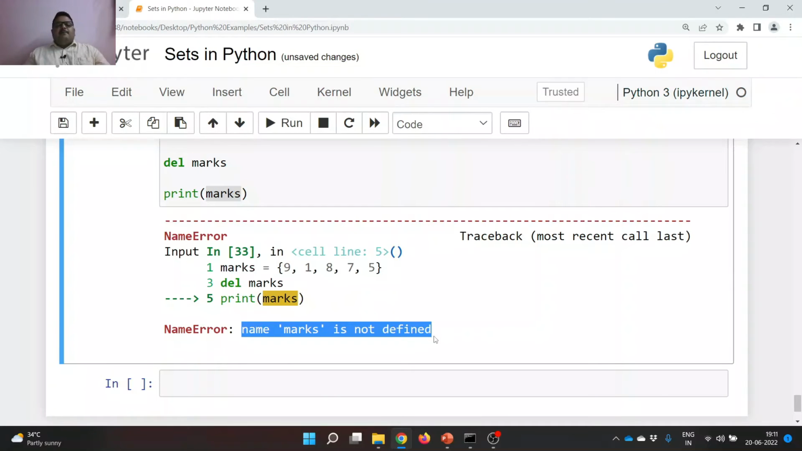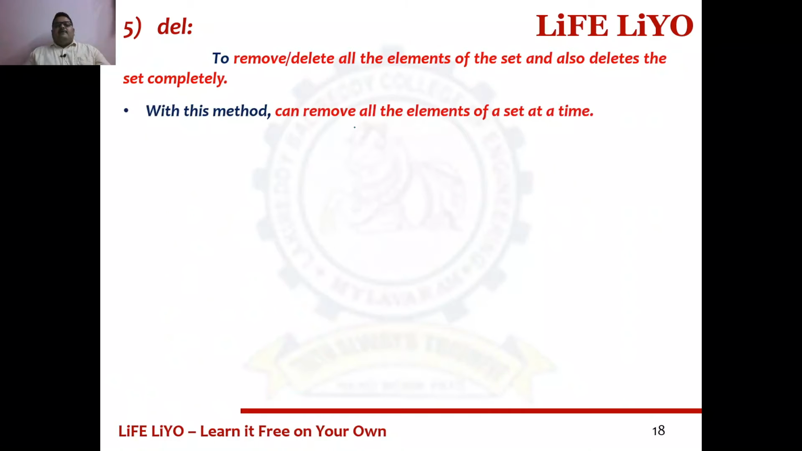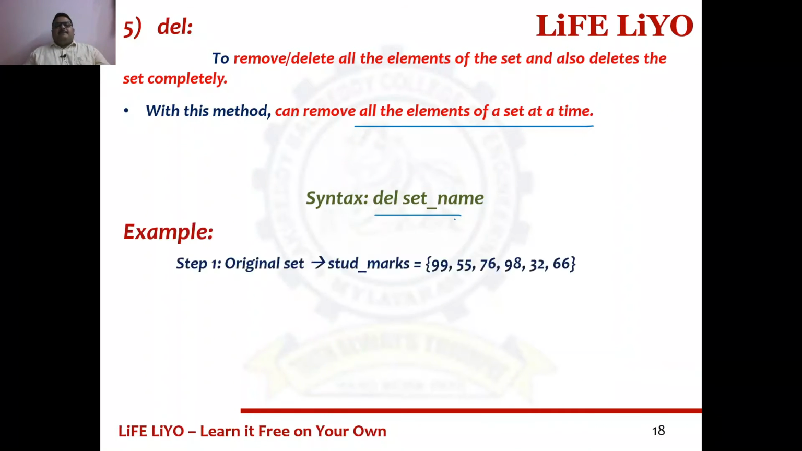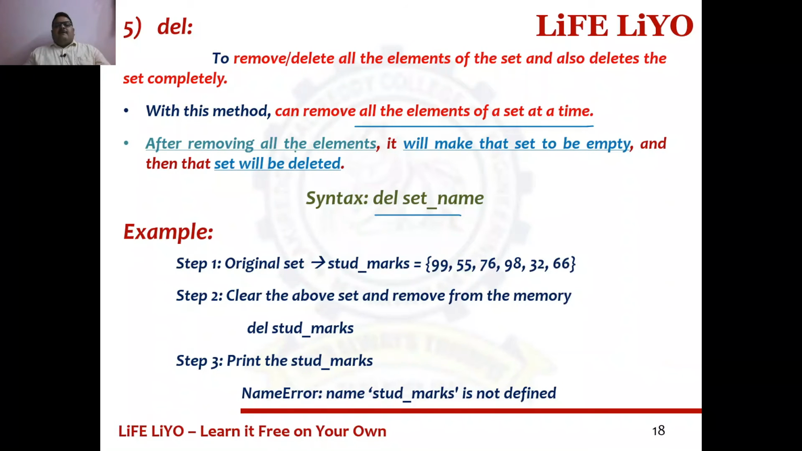That is the biggest important thing in the del keyword. The del keyword is used to remove the elements as well as the set itself from the memory. You can remove all the elements of a set at a time. The syntax is del space set name. We have seen the error. So these are the different functions or methods we have for removing elements or removing the entire set directly in Python.